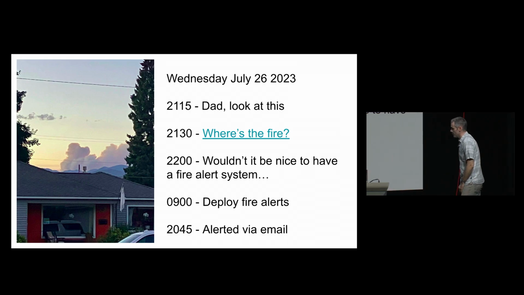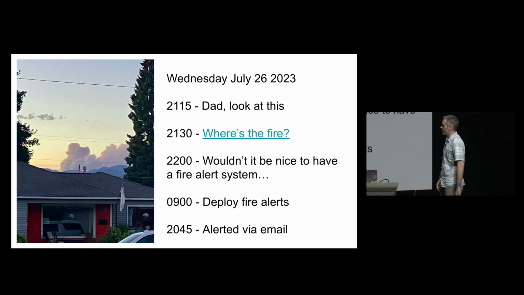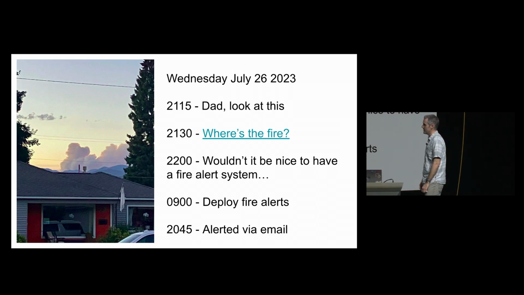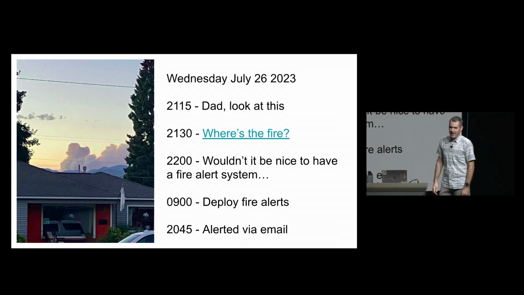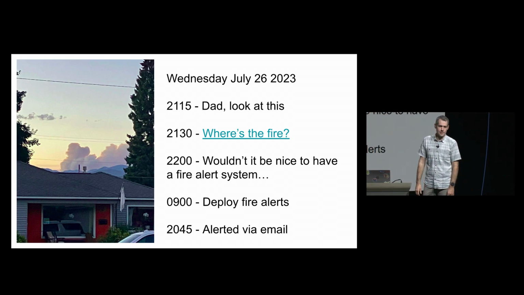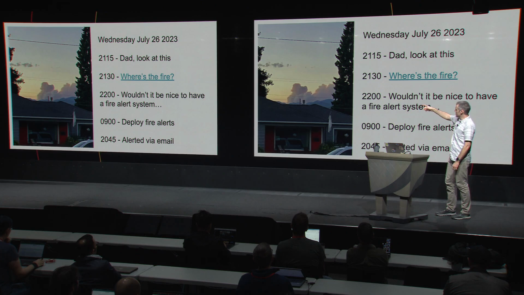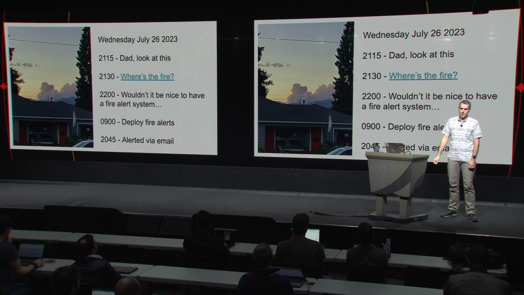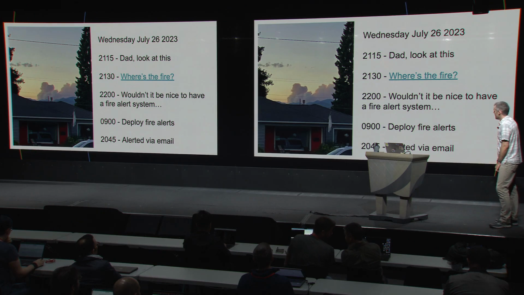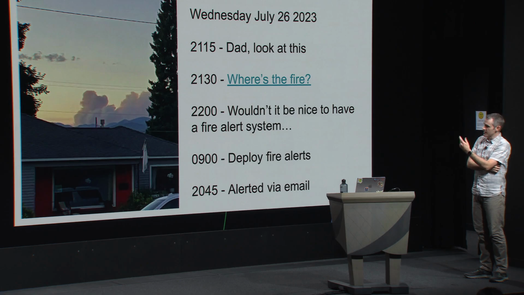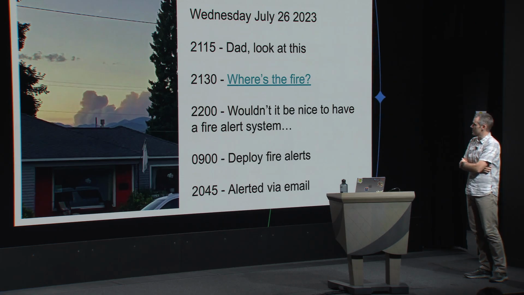On Wednesday, July 26, at 9:15, my 15-year-old daughter says, "Hey, Dad, look at this." And we look out the front window. This is looking out the front window. That's my neighbors across the street. That's a smoke plume going up in the hills away from our house a little bit. So we sat there and looked at it for a while. It got bigger. My son took a picture, and that's what it is.